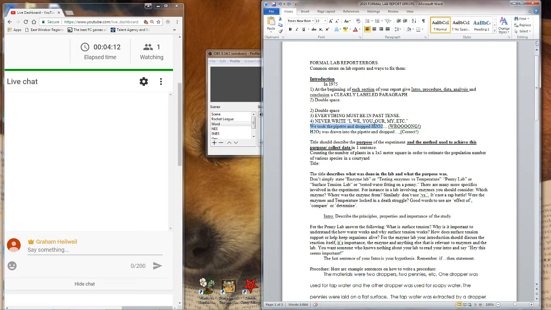So here's an example. We took the pipette and dropped hydrogen peroxide. It's wrong. Hydrogen peroxide was drawn into the pipette and dropped. See, there's no mention of you or we or I. It's not like you draw peroxide into the pipette and drop it. No, no, no, none of that, right? It's past tense. This is what happened. It occurred already. It's done. It's over. You did this in the lab. So here it is. During the lab, peroxide was dropped, whatever. So keep those in mind all throughout your paper. It's got to be consistent.